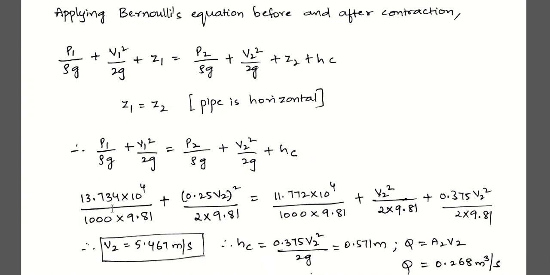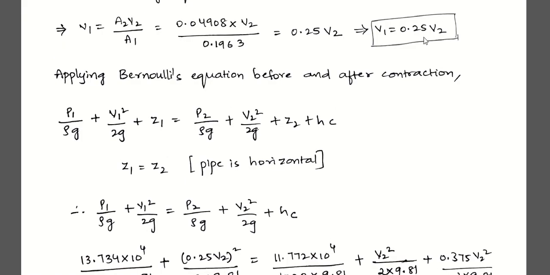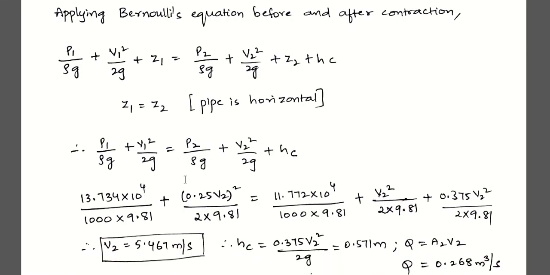In the place of P1, substitute the value. Rho is 1000, g is 9.81, plus V1. Just now I told you, in the place of V1, you need to substitute 0.25 V2. Substitute here 0.25 V2 whole square by 2 into 9.81 is equal to the P2 value. Substitute. Rho is 1000, g is 9.81, plus, in the place of V2, just put V2 only, by 2 into 9.81 plus hc. What did we get? 0.375 V2 square by 2g, correct? So once you simplify this, we got V2 as 5.467 meter per second.